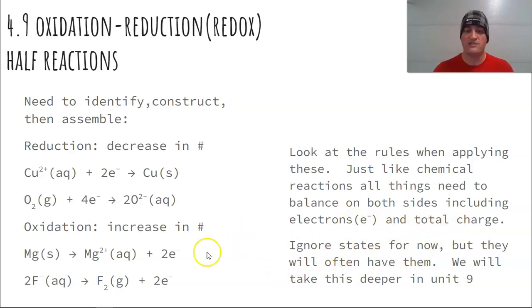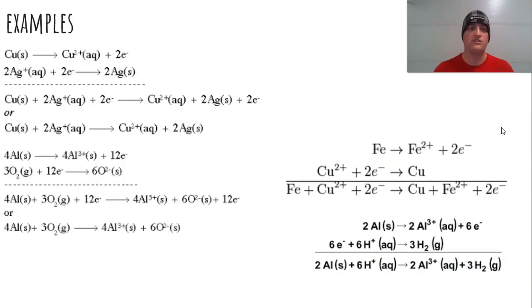Now, ignore the states of matter for now. They will make a difference, but that'll be in Unit 9. So let's just take some of these in action. All right. So if we start off given these half reactions, you can see that this one is the oxidized because it goes up. This one goes from 1 to 0, it's reduced.